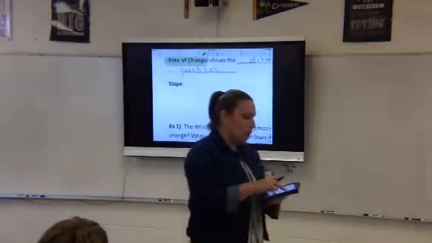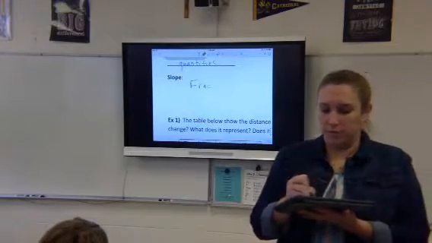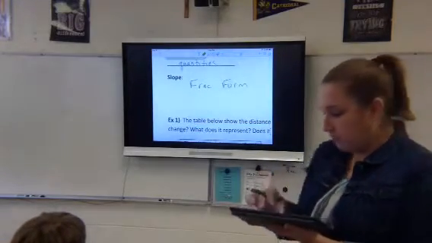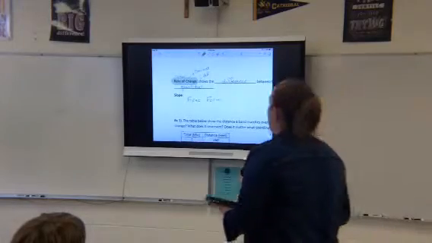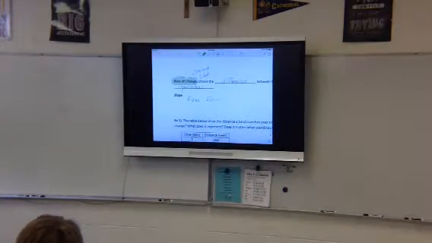Now on slope, you are usually going to leave this in a fraction form. Rate of change is going to be the decimal form, where slope we're usually going to leave as a fraction form. I do expect you to reduce. That's a given. We always reduce our fractions.